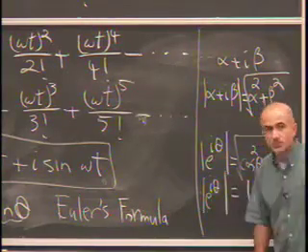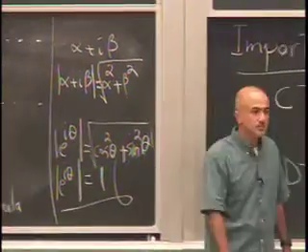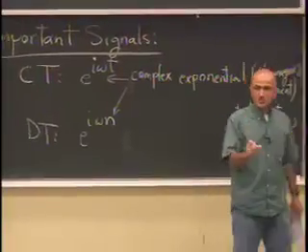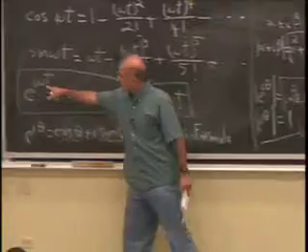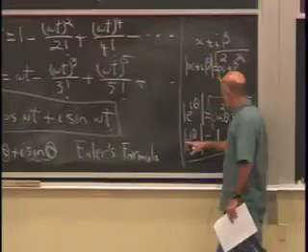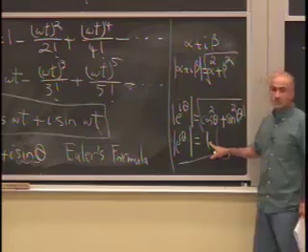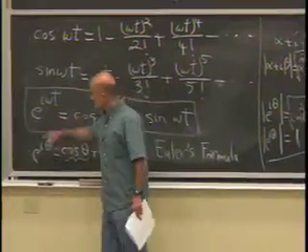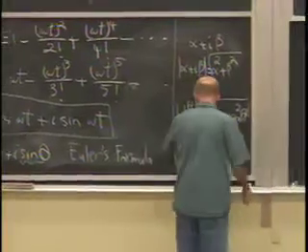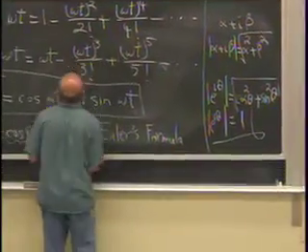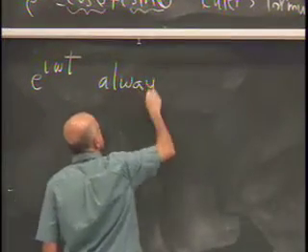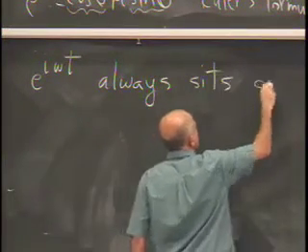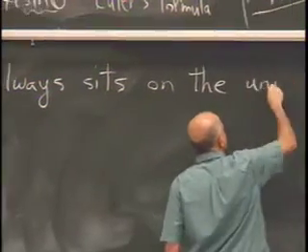So this is one of the golden rules in this class. The magnitude of the complex exponential that has a purely imaginary exponent, so theta is real, omega t is real, the magnitude of such a complex exponential is 1, which means your e to the i omega t, or e to the i theta, is always sitting on the unit circle. So e to the i omega t always sits on the unit circle.